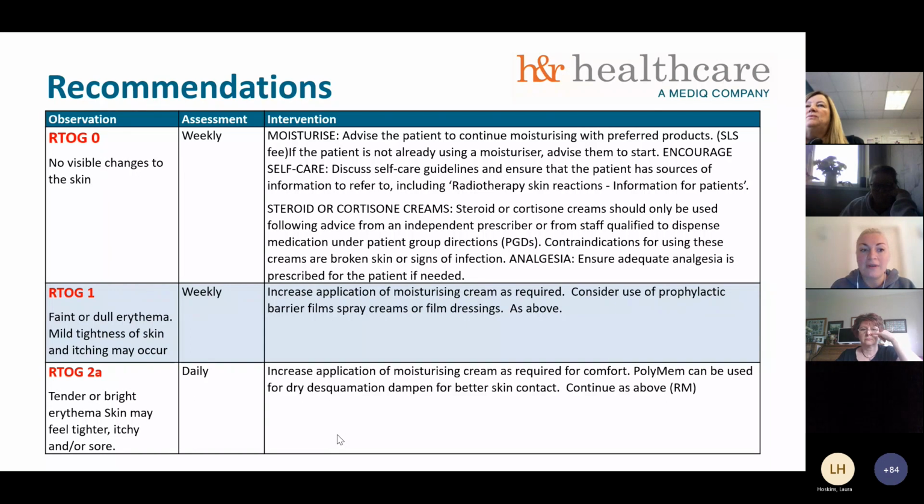Carrying on through the cycle, we've now got redder skin, a brighter erythema, skin starting to feel a little bit tight, a little bit itchy, and possibly causing discomfort. Again, carry on with your moisturiser cream as required for comfort. The Royal Marsden does recommend at this point in their guidelines that PolyMem dressings can be used at the point of dry desquamation. They recommend dampening the dressing to aid pain control, so to aid discomfort in the skin.